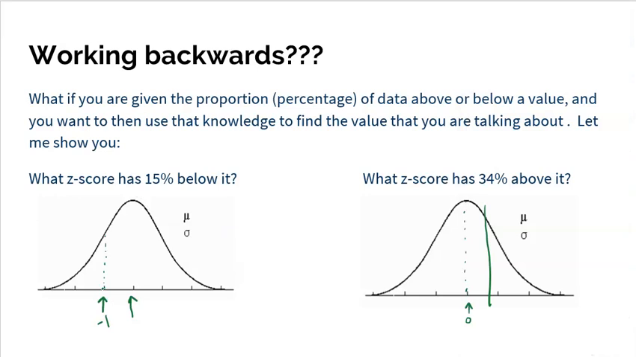So negative, I was pretty close, right? So it's actually going to be, let me erase this for a second so I can actually show you this real nice. So negative 1.0364 is going to be right about here. So there's 15% below that, 85% above that Z-score. So it's pretty cool that the calculator can locate that Z-score for you.